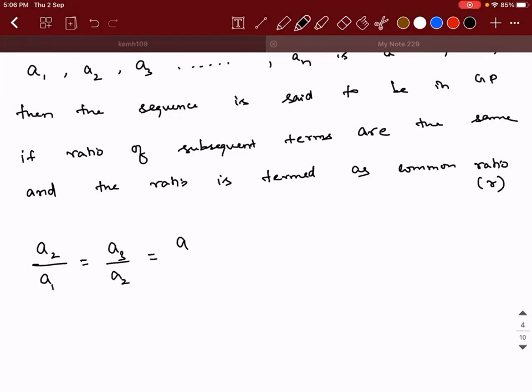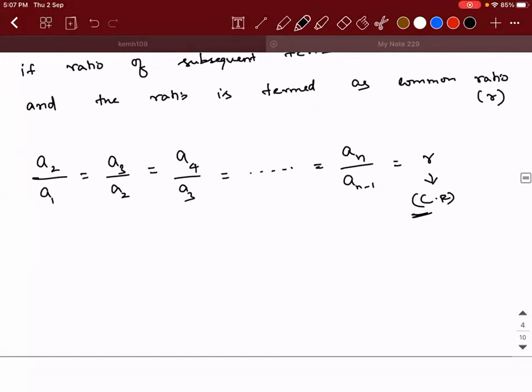is the same as, tell me what should be the next term? Guys, your response will make my job easy. Please, let's have some interaction. A4 by A3. What should be the last term? AN divided by AN minus 1. Everything should have the same value, and that value is represented by R, which is called the common ratio. Correct?